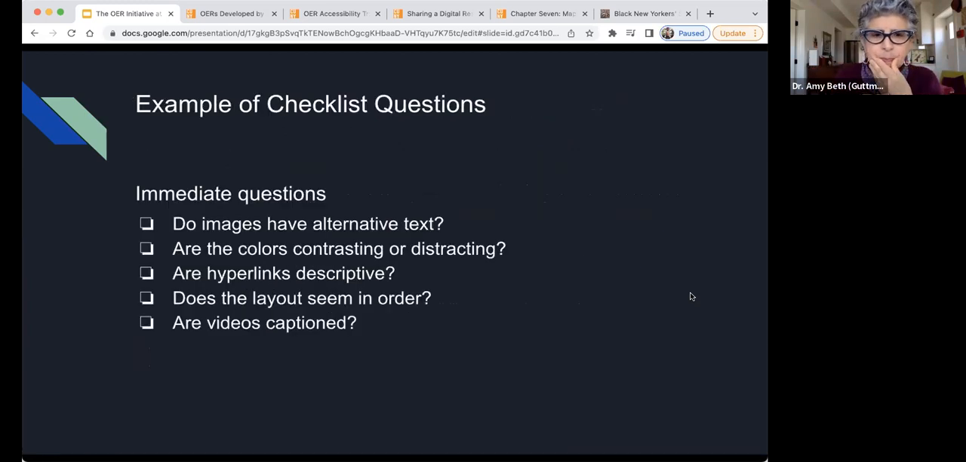Go ahead, Sam. So the immediate questions that happen, and we ask the faculty member to be thinking about this right from the moment that she meets with them the first time. Do images have alt text? Are the colors contrasting or distracting? Are hyperlinks descriptive? Does the layout seem in order? Are videos captioned? And if you'll recall, early on when she was becoming self-taught and she learned off of the good work of the accessibility librarian from the Office of Library Services, which is Amy Wolf, this is some of what she understood always had to be addressed. Next slide.